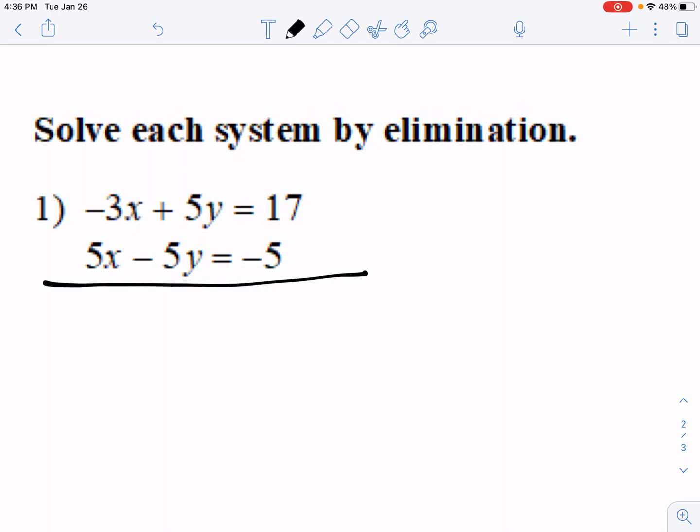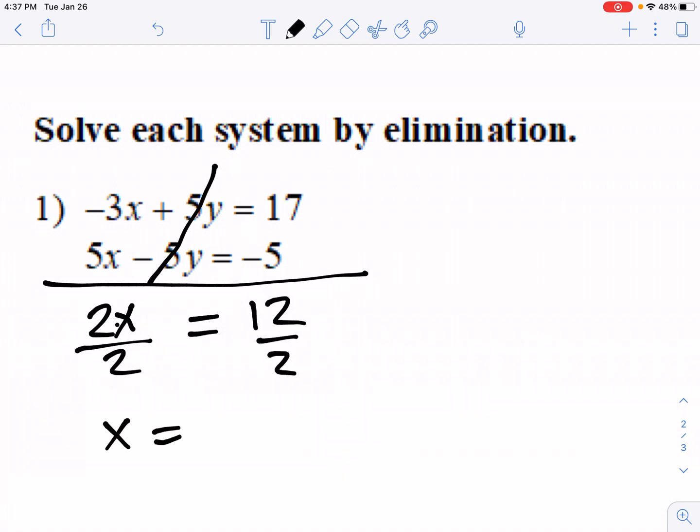So if I add these together, we'd have a negative 3x and a positive 5x, different signs. What do we do? Subtract and keep the sign of the larger, so 5 minus 3 is 2. So we'd have 2x, and 5 is bigger and positive, so it stays positive. Then our opposite coefficients will cancel out. Essentially it's 0, but we don't need to write 0. They just cancel out. They eliminate. Then we have 17 minus 5, which gives us 12. Now it's just solving for one variable. I have 2 times x equals 12. The opposite of multiplication is to divide by 2, and we get x equals 6.